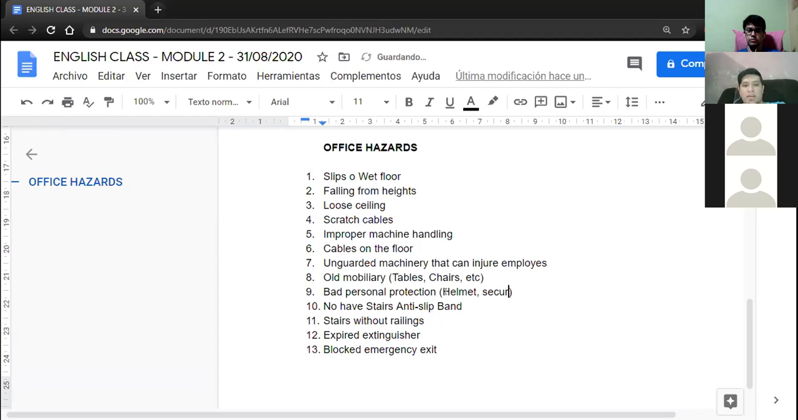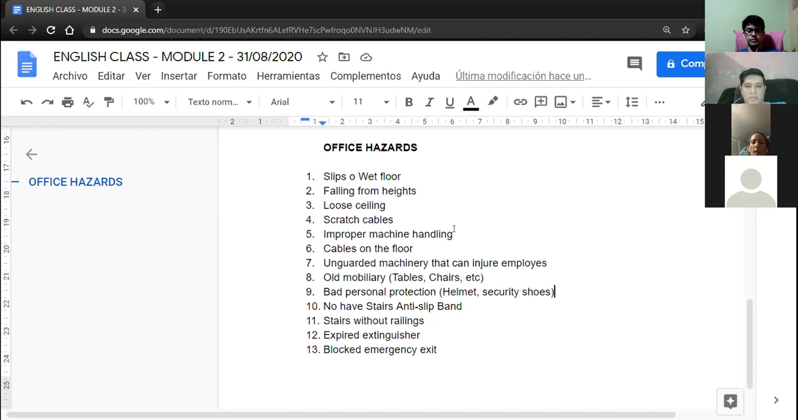No anti-slip bands on the stairs increases the risk of a drop or a slip on the stairs. So no slip bands on the stairs. That's very dangerous. That is really dangerous.